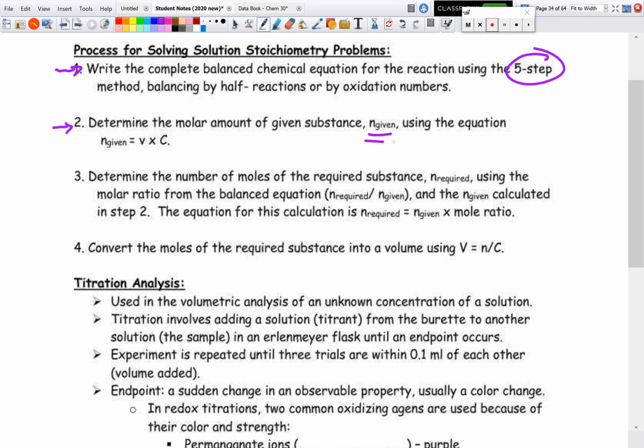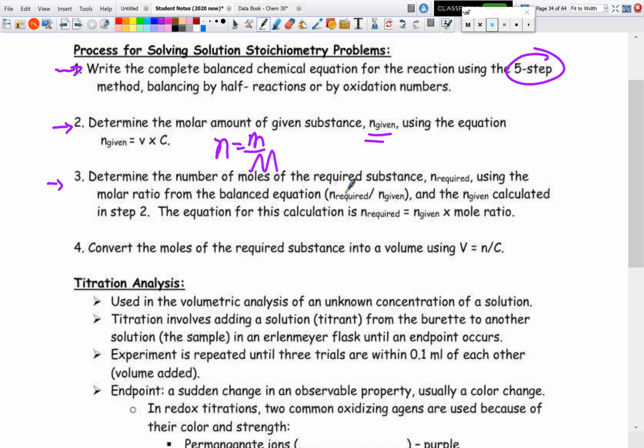Now step 2 is determining the number of moles of our given substance. Normally we're going to be dealing with a lot of stuff in solutions, so for the most part we're going to be given n = V times C, volume times concentration, but we might also need to use number of moles n = mass over molar mass if we're given a mass of something.